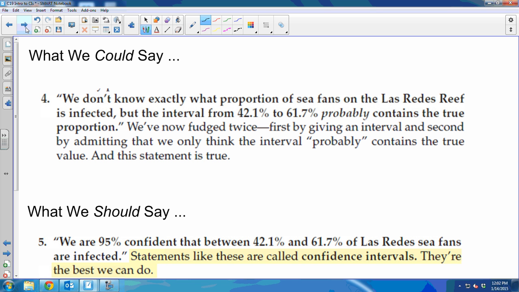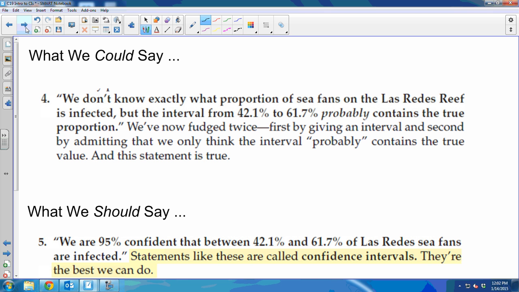Because we talked about an interval, so we're not really exactly sure anyway. And now we just say "probably." That's why we want to have some level of confidence. Probably, does that mean you're 5% confident? Are you 35% confident? What does "probably" mean? That's not a quantity.